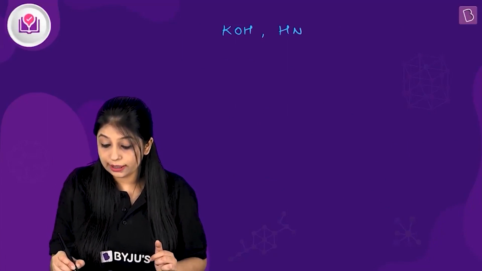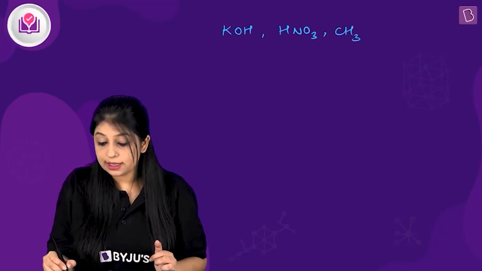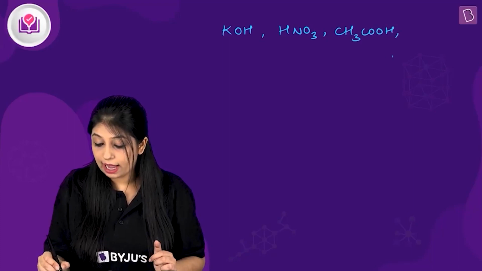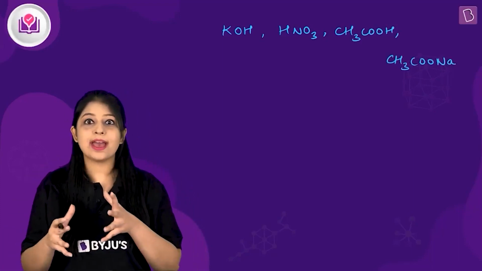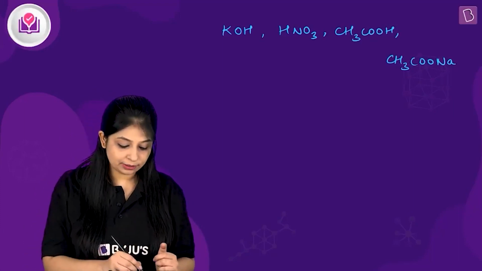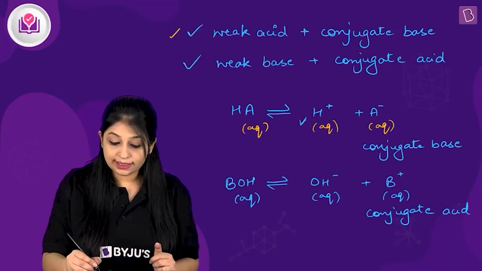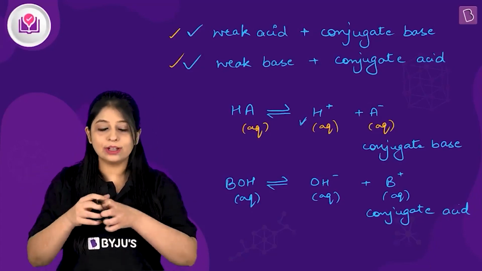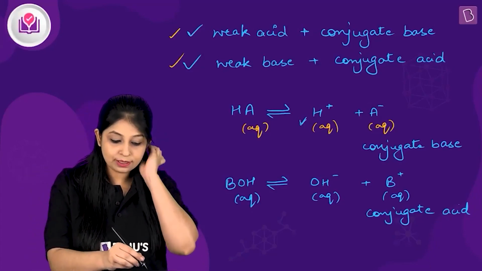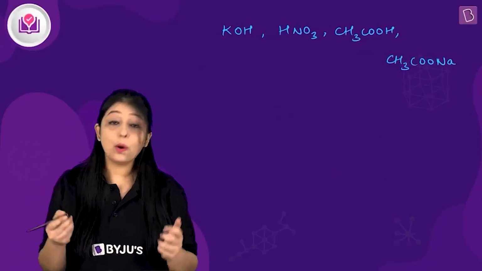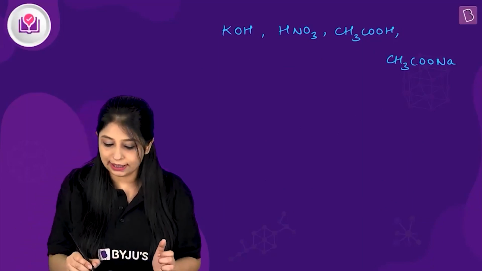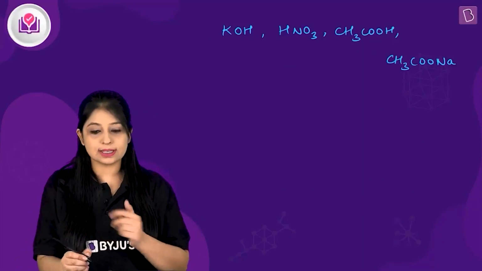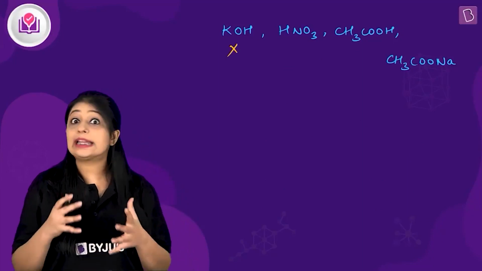After knowing all this, what has been given to us are four aqueous solutions: KOH, HNO3, CH3COOH, and CH3COONa. Which pair will give us the buffer? It would be one of these combinations. What about KOH? KOH is a strong base. It dissociates completely to give K+ ions and OH- ions. So obviously KOH is not in the criteria.